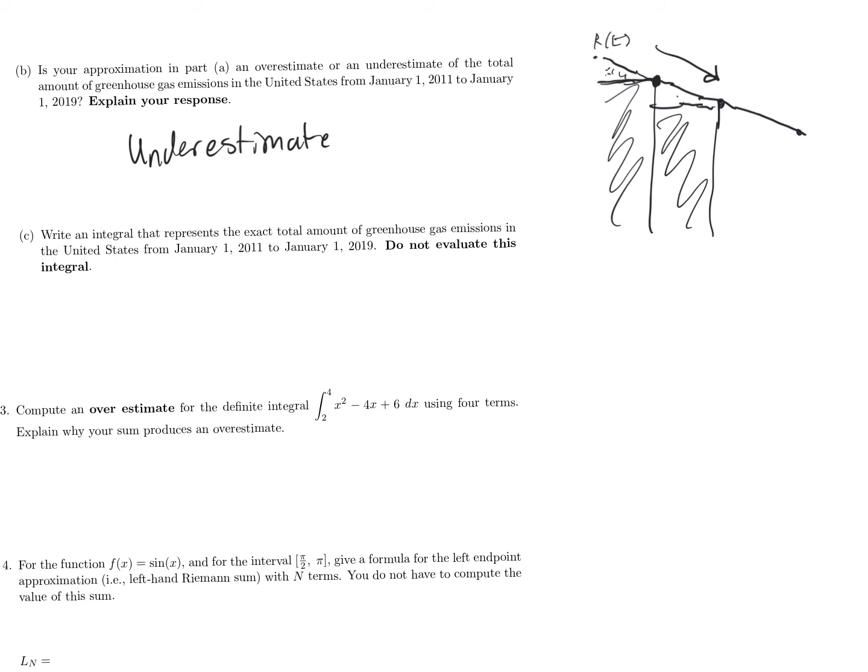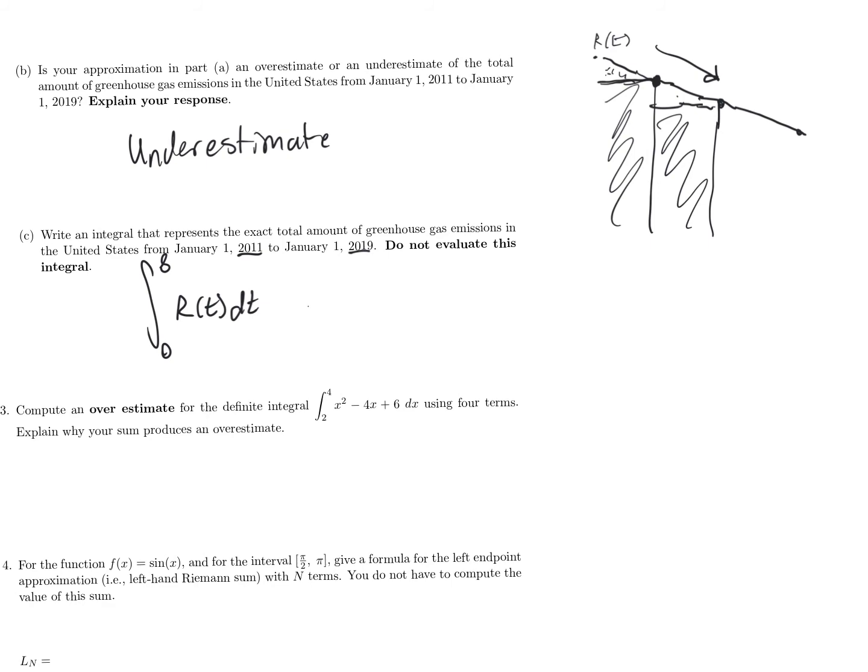Oh, that's funny. I should have read this more clearly. We said write an integral that represents the exact total amount of greenhouse gas emissions. And that's actually what I already did. So we start in the year 0. Yep, we start when AD 0. No, just kidding. T equals 0 is when we start. That's just what we do. And then 2019, that'll be year 8, right? The function, the rates that we're integrating is r of t and dt. Don't forget the dt. It's important. Okay, so part C we already sort of talked about.